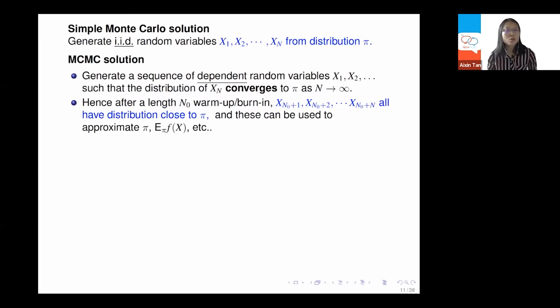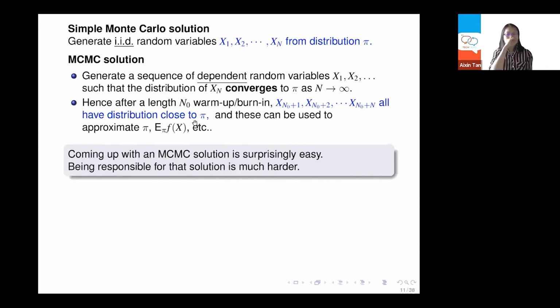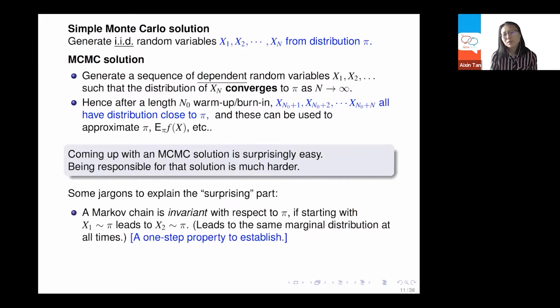With this idea, we are equipped with such a random variable generation tool. Imagine that after a warm-up, the samples after this will all have distribution close to pi, and these can mimic the IID random variables and give you approximations. It turns out coming up with such an MCMC solution is surprisingly easy. That's what I'm going to talk about in part two. However, being responsible for that solution is a much harder task. And to explain how this could be surprisingly easy, I would need to introduce some jargon. Those who are not interested can take a nap for a minute.